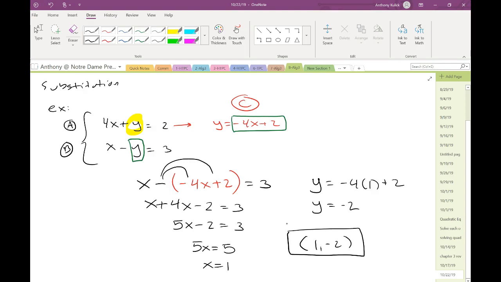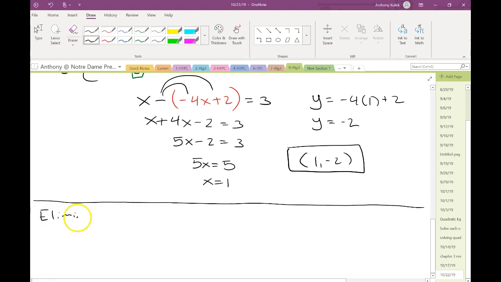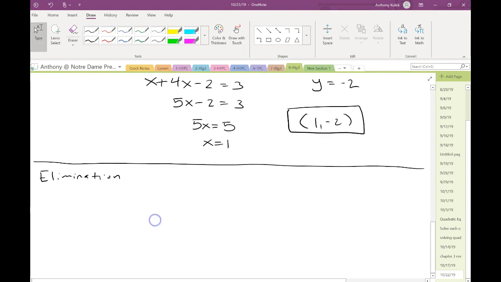Okay? Everybody feel okay about substitution? What I want to talk about now today is a third method called elimination. So we'll do a couple of examples of elimination.